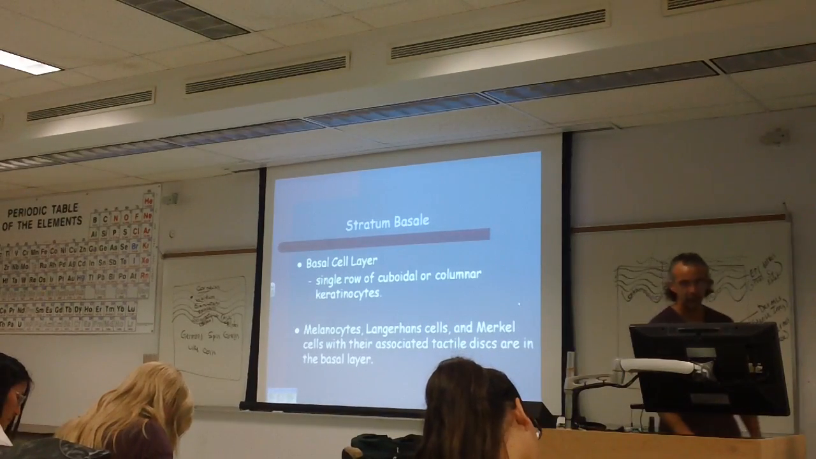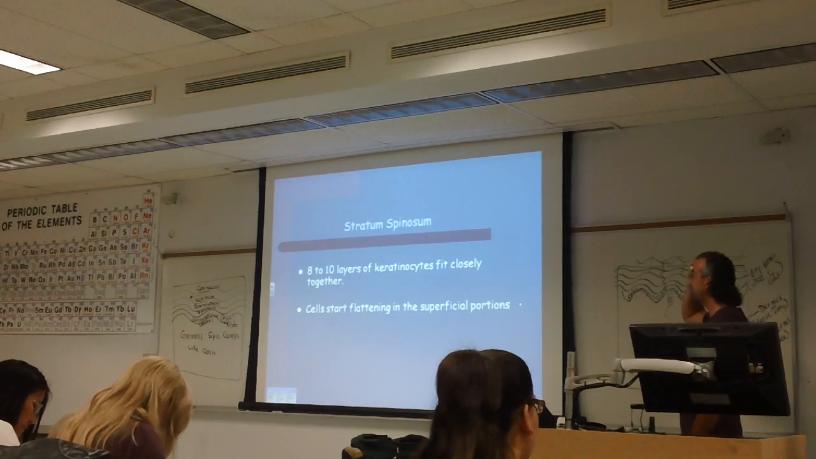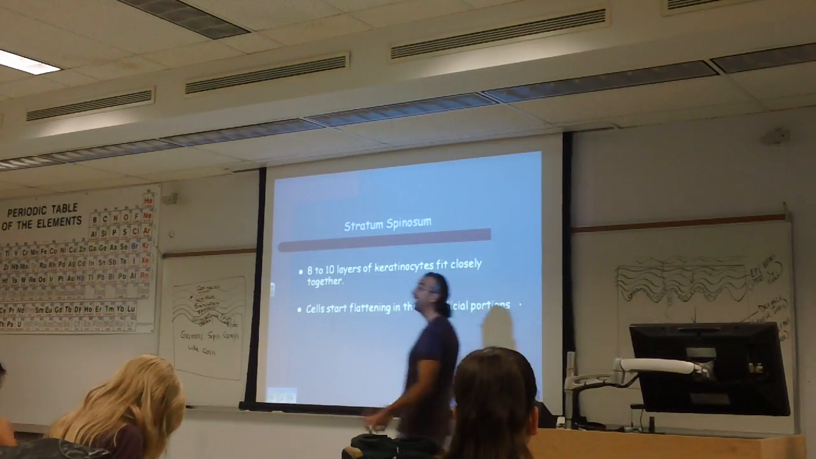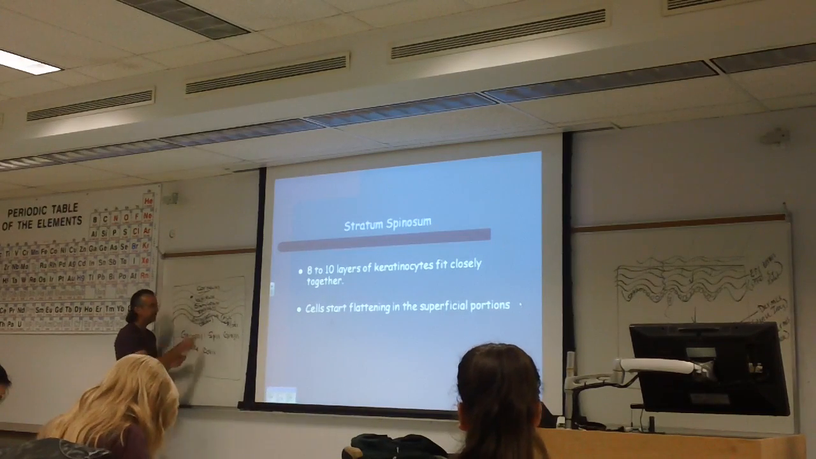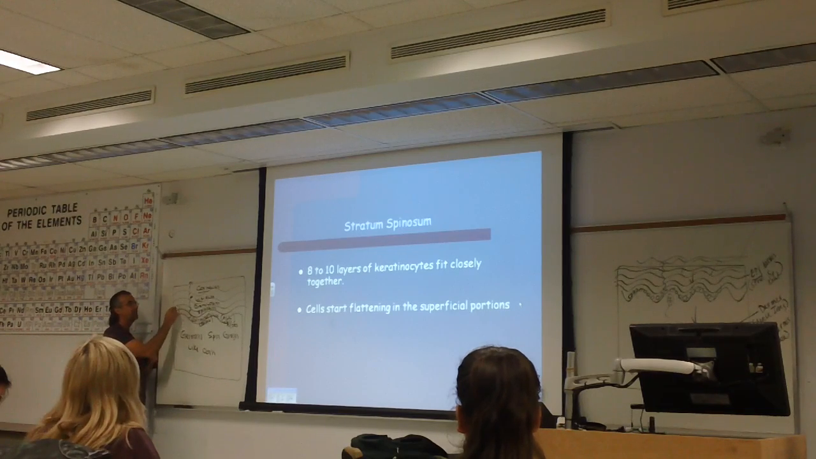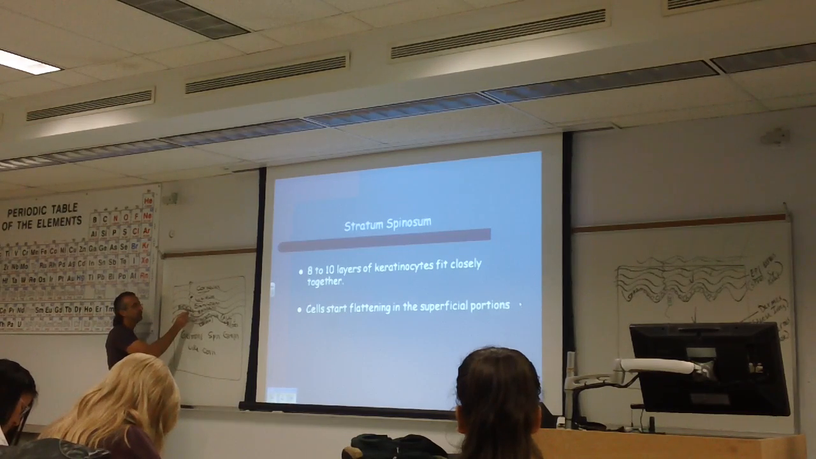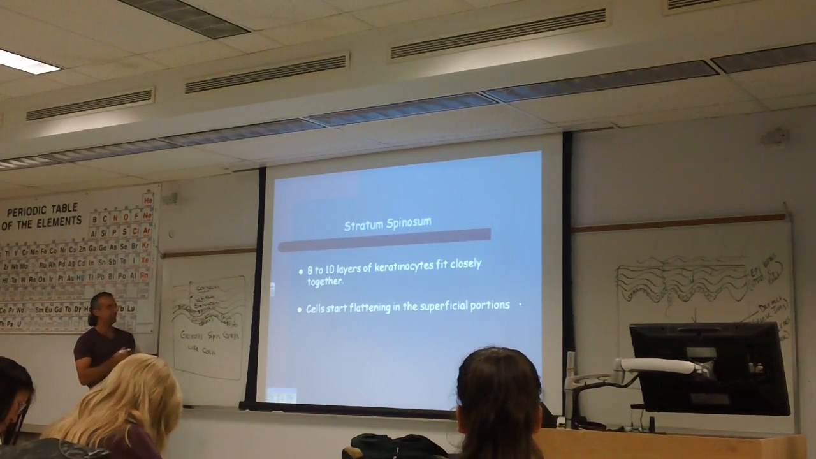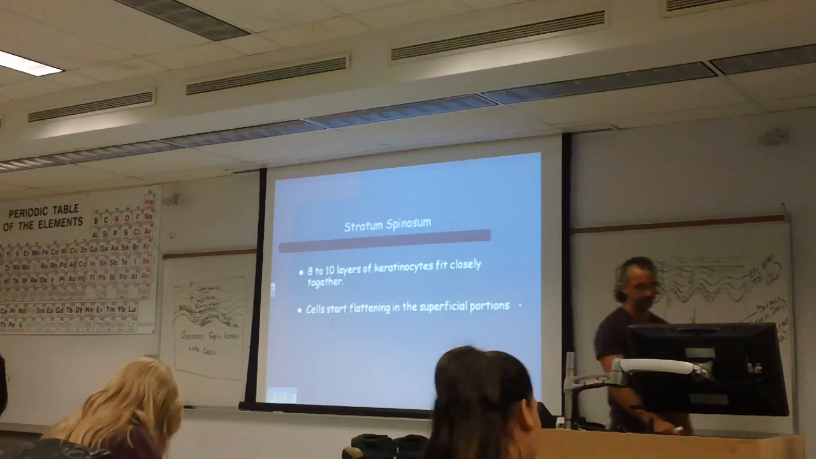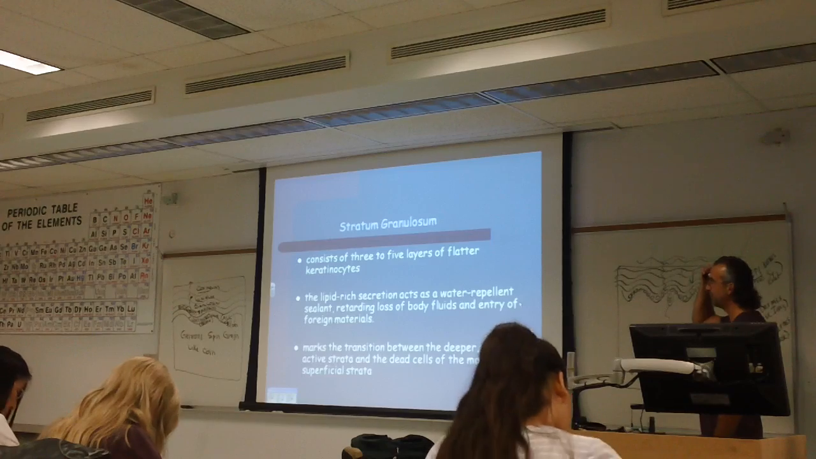Up next would be my stratum spinosum. It has 8 to 10 layers of keratinocytes, and the cells start flattening. If you remember, those little keratinocytes at the bottom like to migrate towards the surface. So my spinosum has 8 to 10 layers of keratinocytes. Next layer, my stratum granulosum. What's unique about that one? I have 3 to 5 layers of flatter keratinocytes.